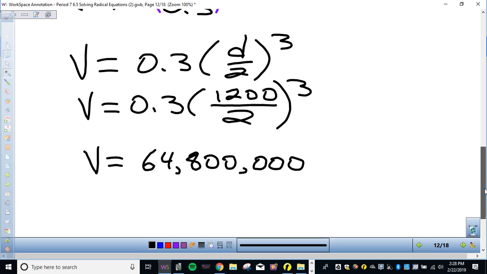Okay, 64,800,000, what are my units? Meters cubed. Volume is cubed, right? I think of volume having 3 dimensions: length, height, and width. That's why it's cubed. So meters cubed.